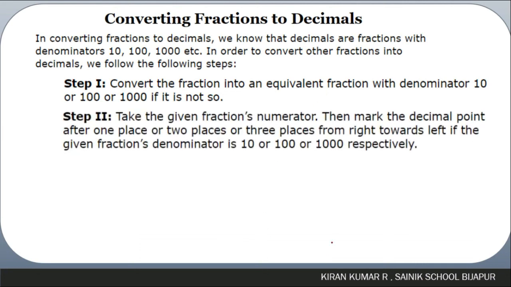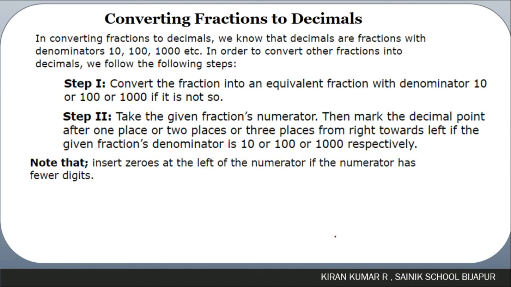The second step is to take the given fraction's numerator, then mark the decimal point after one place or 2 places or 3 places from right towards the left if the given fraction's denominator is 10, 100, 1000 respectively. Note that you need to insert the number of zeros at the left of the numerator if the numerator has a smaller number of digits than the denominator.